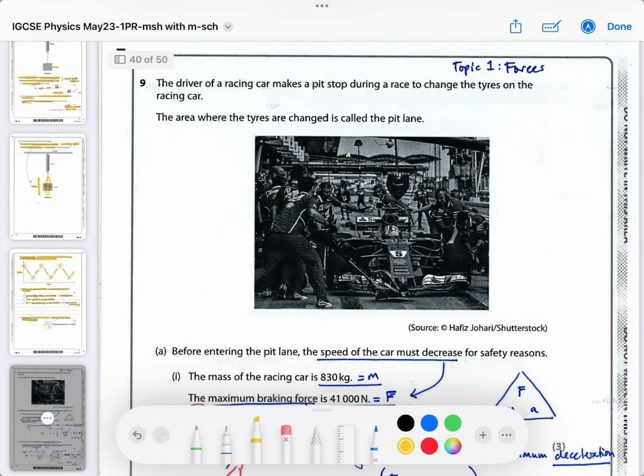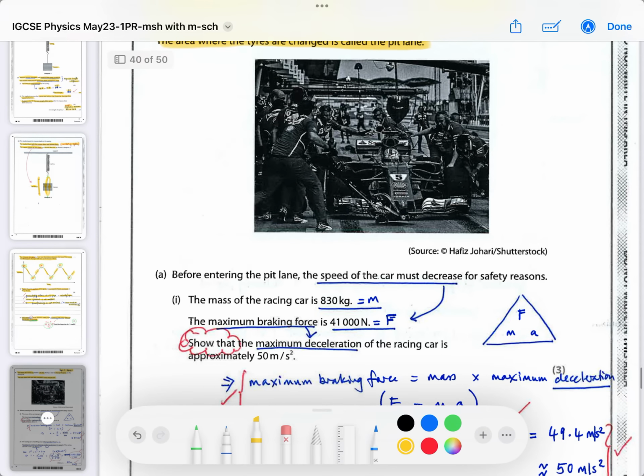Question 9 is again about forces. Very big topic. The driver of the racing car makes a pit stop during a race to change the tires. The area where the tires are changed is called the pit lane. You've probably seen this in Formula 1 racing. Before entering the pit lane, the speed of the car must decrease, obviously, so it doesn't kill anyone, for safety reasons. The mass of the racing car is given in kilograms.